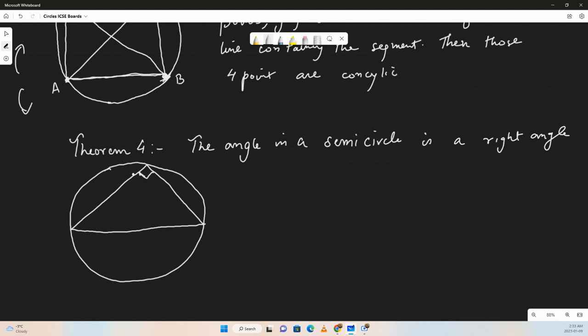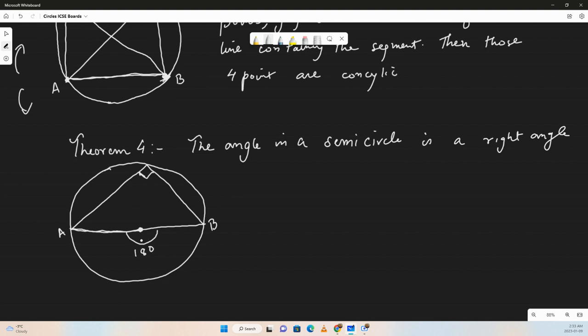Now, how is it an application of the previous theorem? So let's say this, let's call it AB, and let's consider AB as an arc, or sorry, AB as a chord or AB as an arc, whatever you can call it, right? So how much angle does AB subtend at the center? So if we see, this AB is subtending 180 degrees at the center.